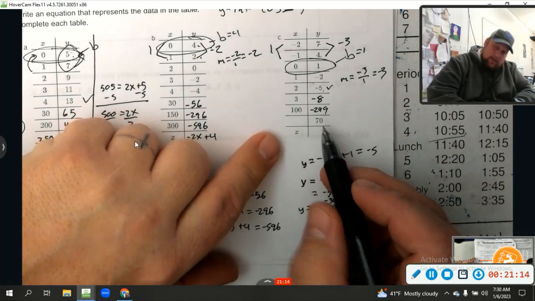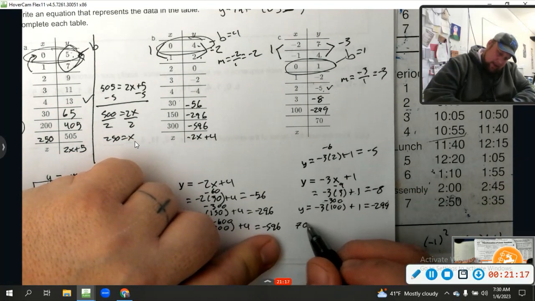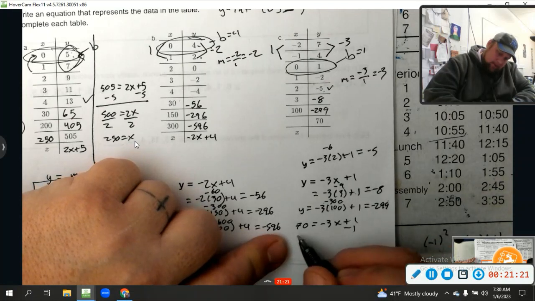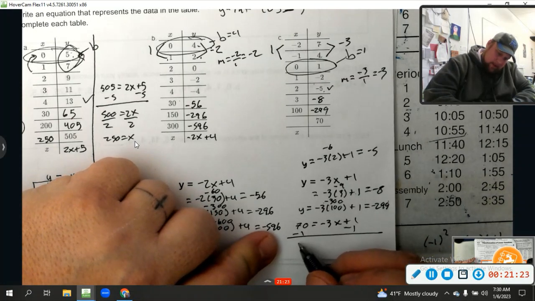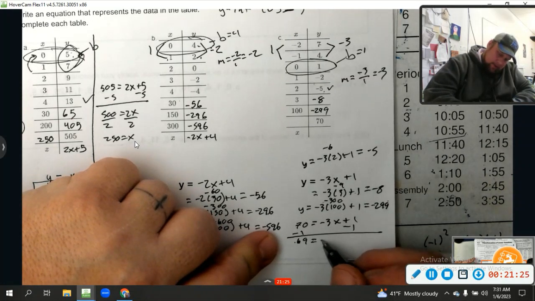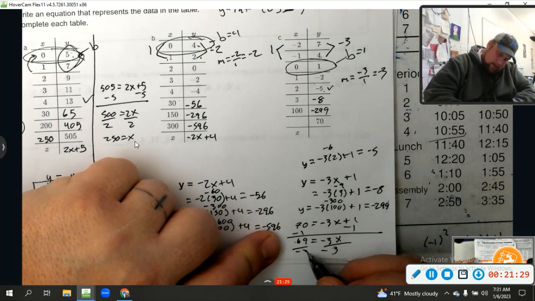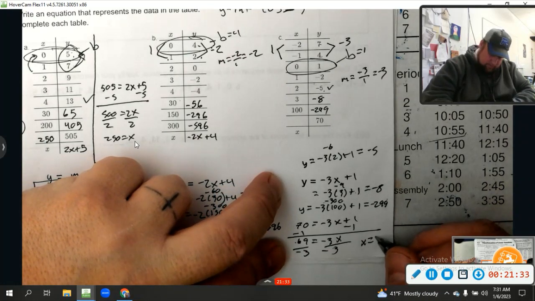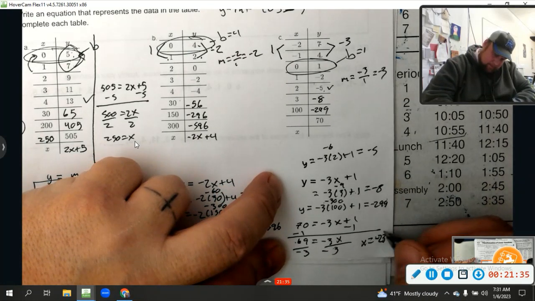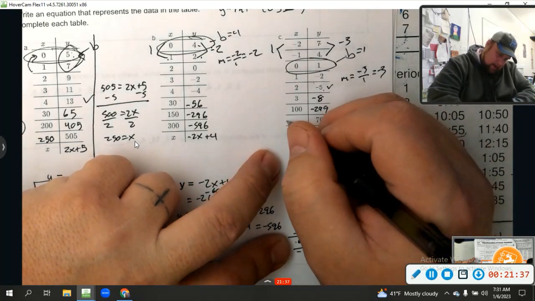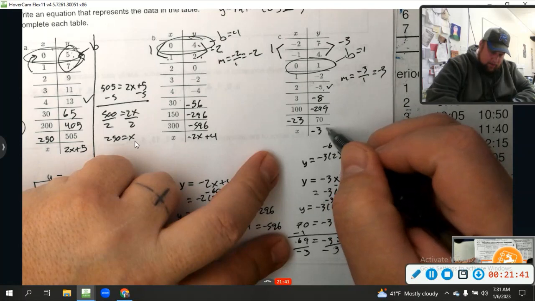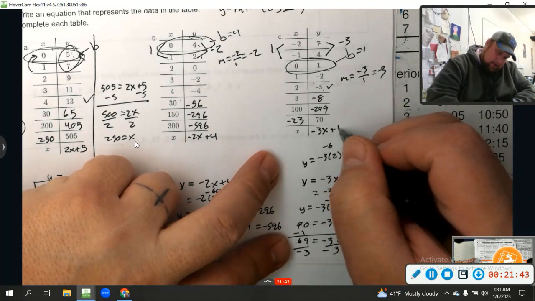Ooh, one of the challenging ones. We'll say 70 equals negative 3x plus 1. Let's subtract 1 from both sides. 69 equals negative 3x, divided by negative 3. And x equals what, 23? Negative 23. So x indeed equals negative 3x plus 1.